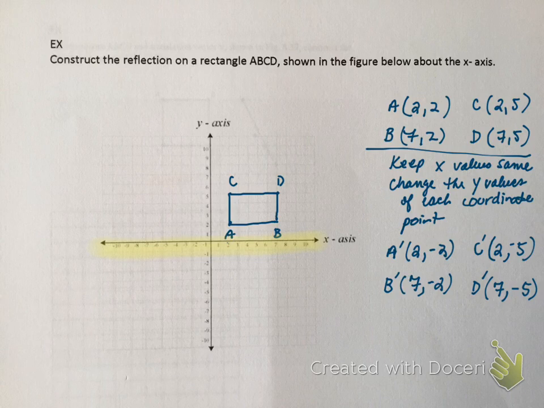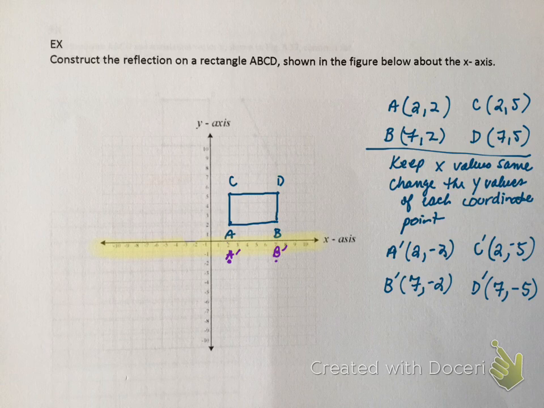Now I have to draw A prime, B prime, C prime, D prime. Let's pick a different color, let's use purple. So A prime is going to be negative 2, 2. I'm going to put a dot there, A prime. B prime is 7, negative 2. And I just made a mistake, guys. Sorry about that. Let me erase that. We reflect about the x-axis, so that was not right. Let's look at that again. 2, negative 2 is right here. That's A prime.